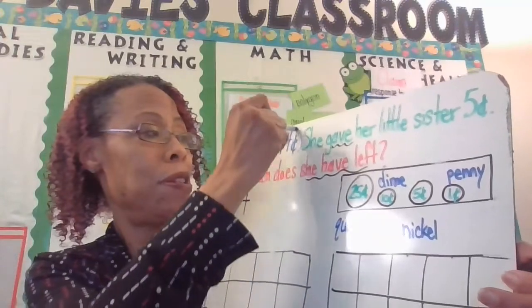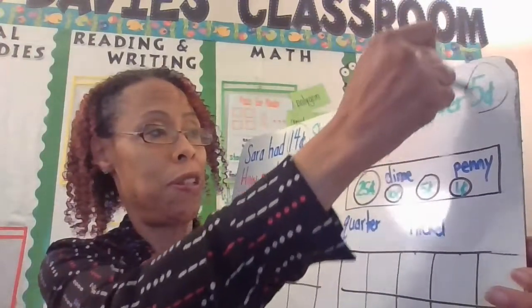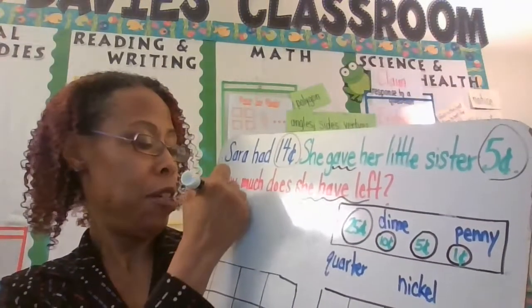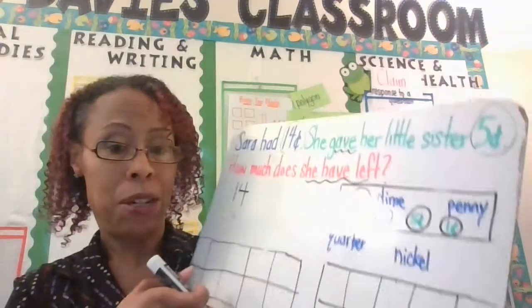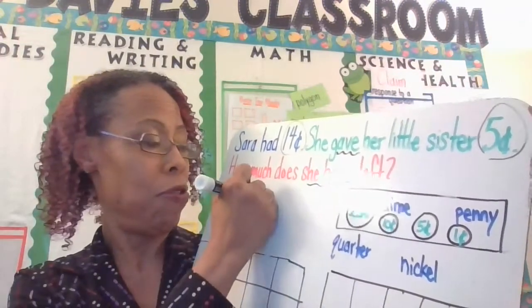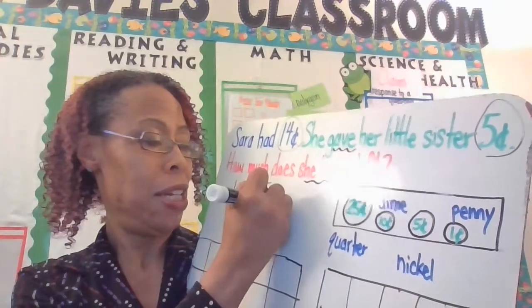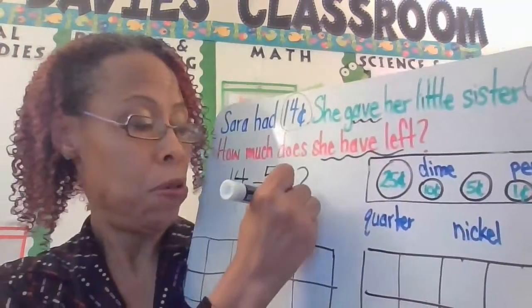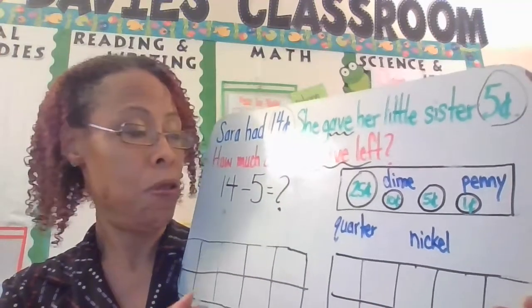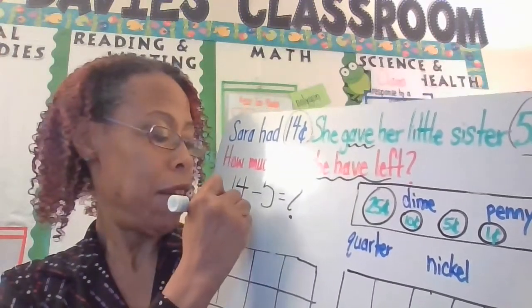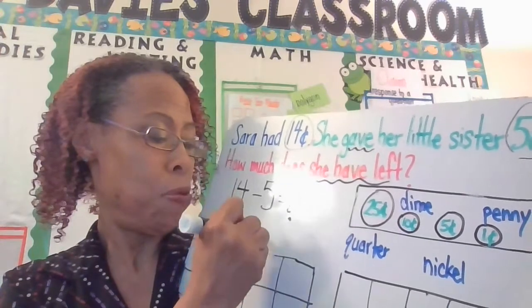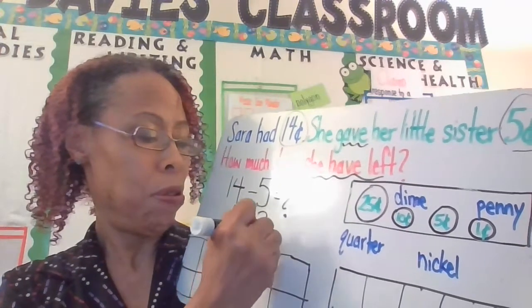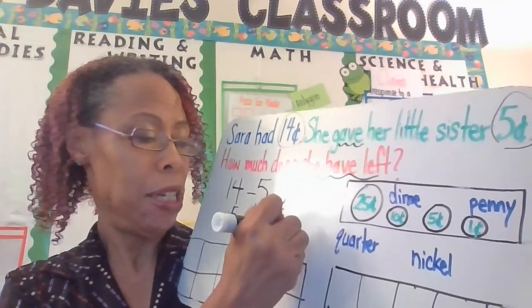We have 14 cents and we have 5 cents. All right, so Sarah had 14 cents. And right now, again, we're going to use just the numbers. 14 minus 5 equals, and here's where the unknown comes in. We don't know. We're going to put a question mark for the unknown. We can also write this as an addition problem. 5 plus what equals 14.